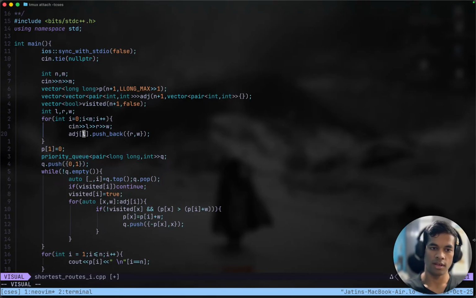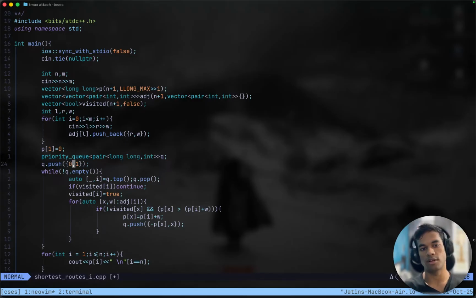and here we are saying the left node, there is an edge which goes from the left node to the right node, and that edge has a weight w. Then we say that the best way to get to node number 1 is 0. The distance is 0. Then we initialize our priority queue and we put onto our priority queue that this is the distance. The first part in a priority queue is going to represent the distance, and the second part is going to represent the node which has that value. And that is nice.